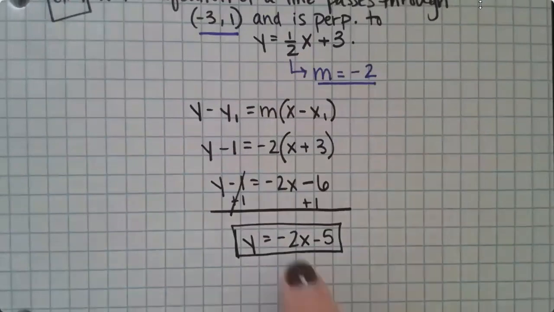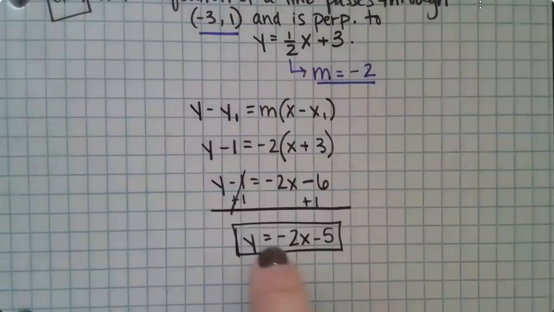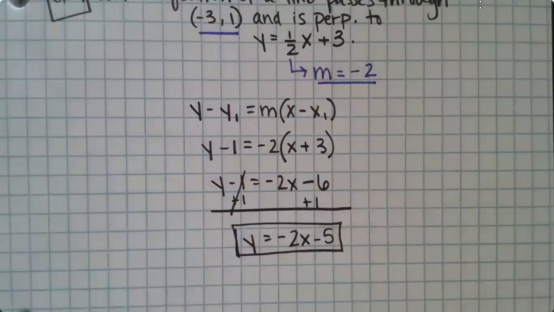And then I can double check that my slopes are indeed negative reciprocals. They are 1/2 and -2. So I've written an equation that definitely is perpendicular. All right, what questions do you have?